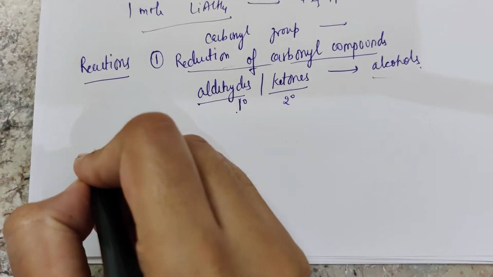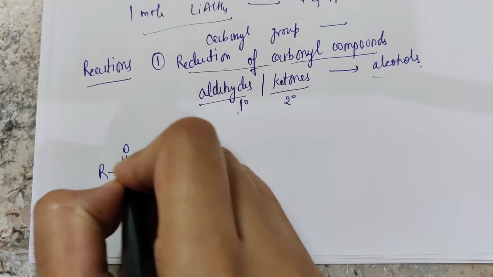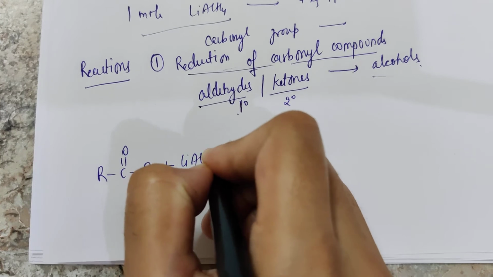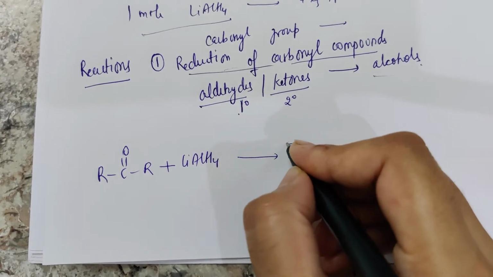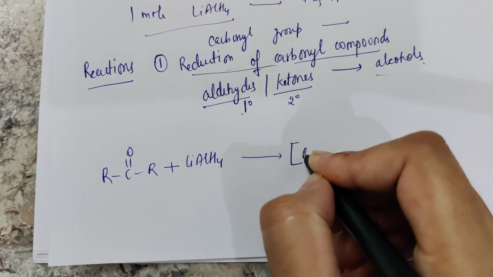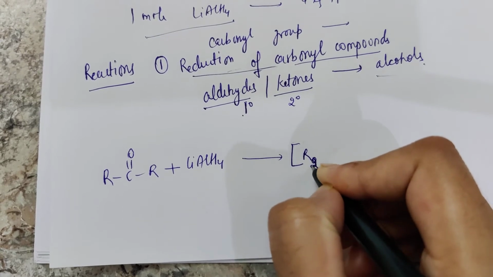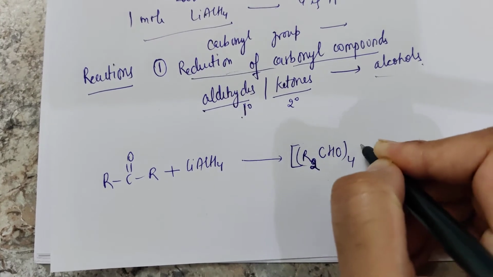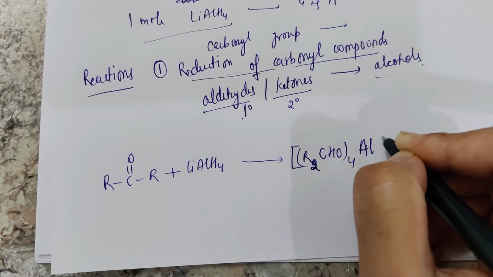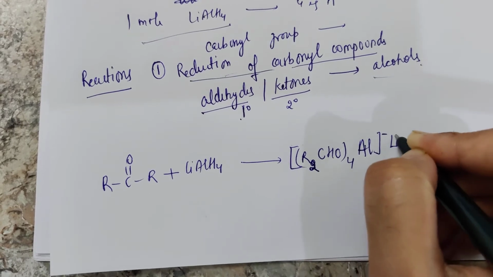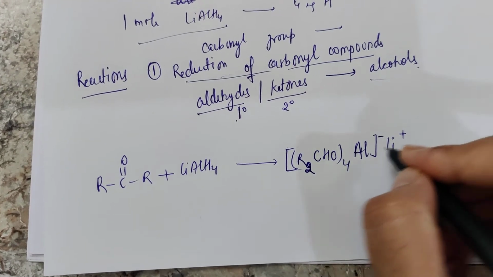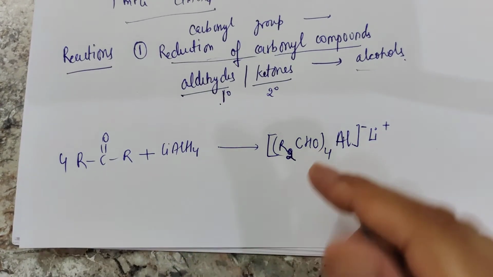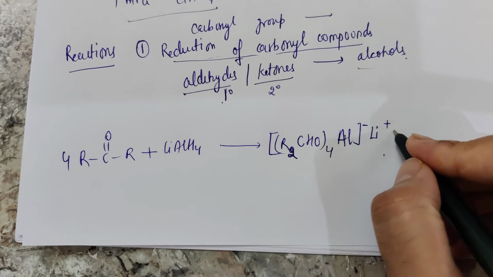So reaction goes this way. Let's say we have a ketone. This ketone on reaction with lithium aluminium hydride gives us the aluminium alkoxide. Aluminium, lithium positive. So if we balance it, this is aluminium alkoxide which is first formed.